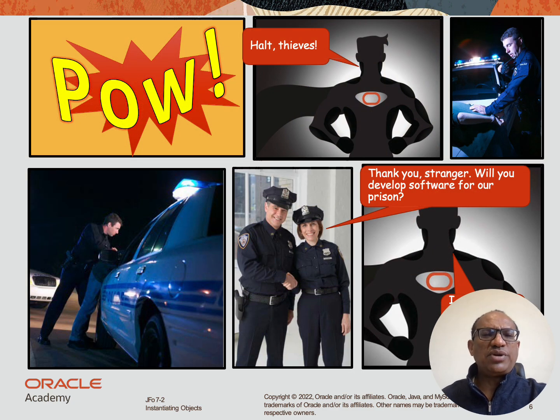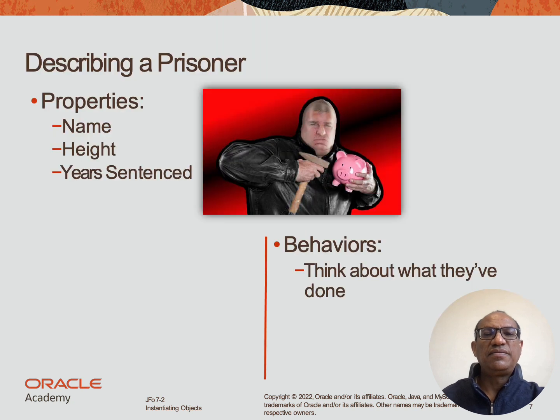You're now in charge of programming software for prison management. Let's start by modeling a prisoner. Just like before, we will list our properties and behaviors. Here's how we describe a prisoner. Its properties are name, height, year sentenced. Behaviors, maybe just one, something like thinking about what they have done. Okay, let's go with that.